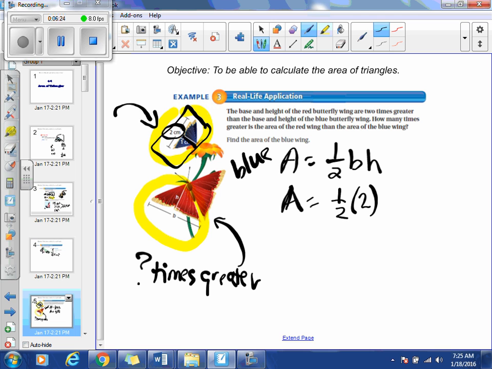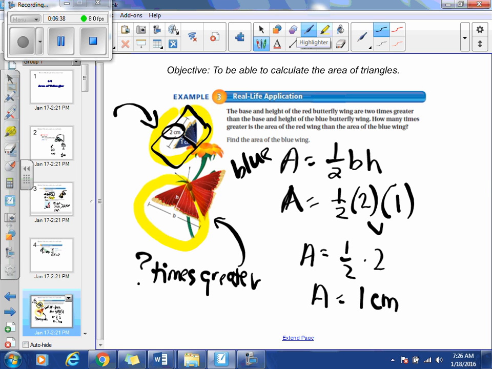And the height, all right, a perpendicular line from the base, so a line forming a right angle with the base all the way to the highest point, is 1 centimeter. All right, base times height, or 2 times 1 is 2. 1/2 of 2 is 1 centimeter squared. All right, so the area of the blue butterfly wing is 1 square centimeter, or 1 centimeter squared.